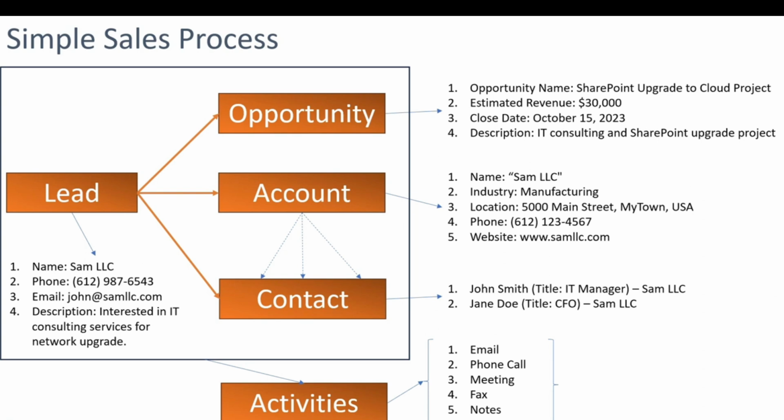An account is simply an organization or a company. A contact is a person whom we are discussing with. We may have more than one contact in this whole process. So in this case, SAM LLC is an account, which is the organization name. The industry is manufacturing. In this case, we have two contacts: John Smith, who is an IT manager, and another contact, Jane Doe, who is a CFO, right? So each account may have more than one contact.